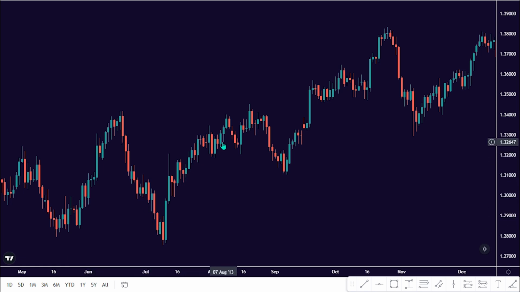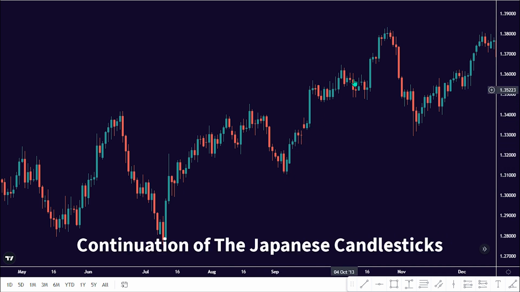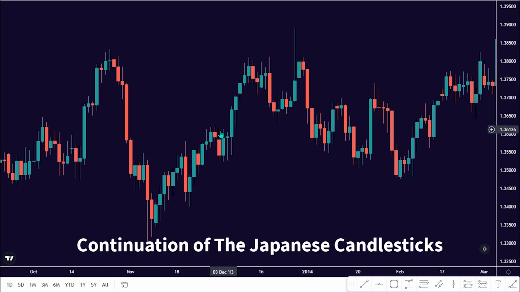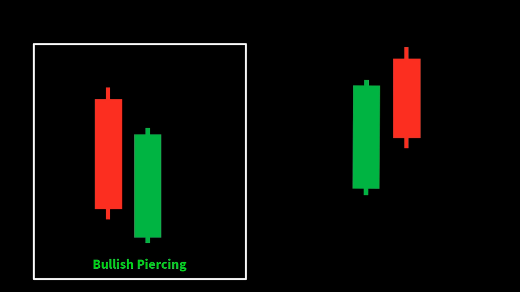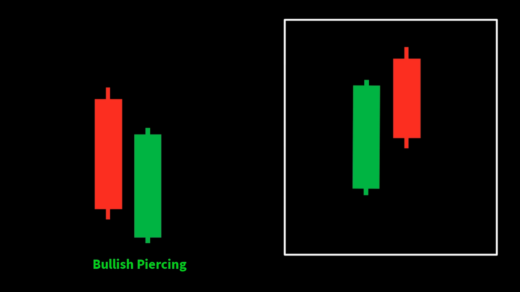In this short video, we will proceed further on the two Japanese candlestick patterns. The next two candlesticks on the list are the bullish piercing and dark cloud cover. As we can see on this board, the pattern on the left-hand side is the bullish piercing, and the pattern on the right-hand side, which is the bearish pattern, is the dark cloud cover.